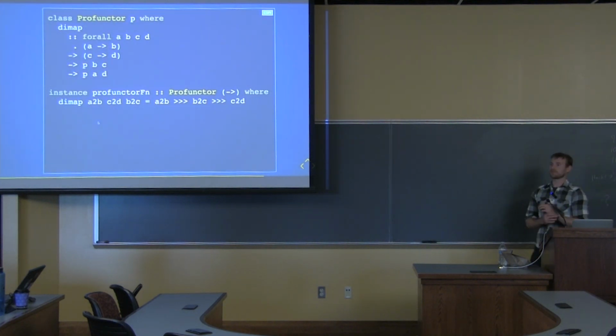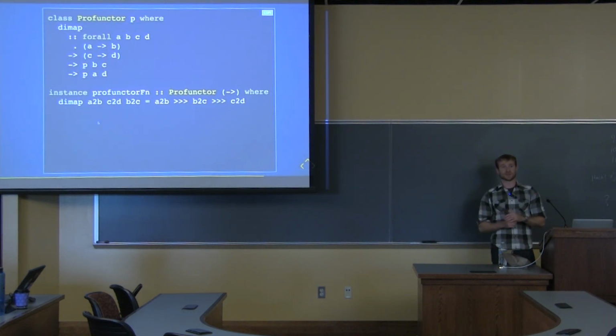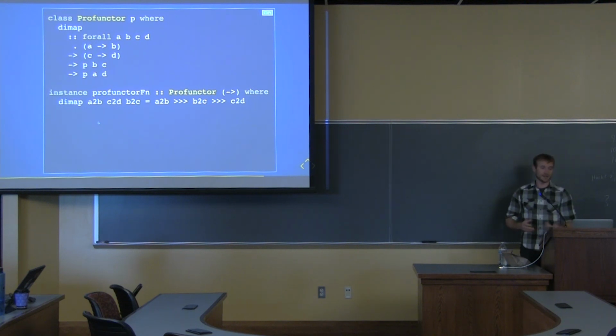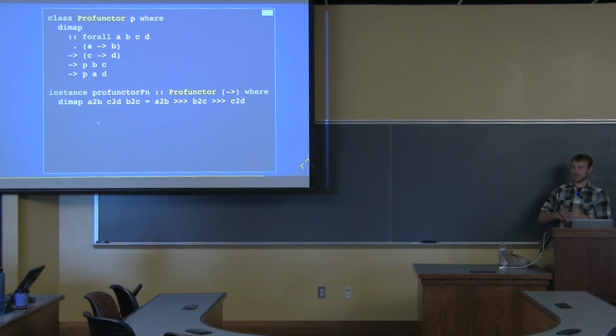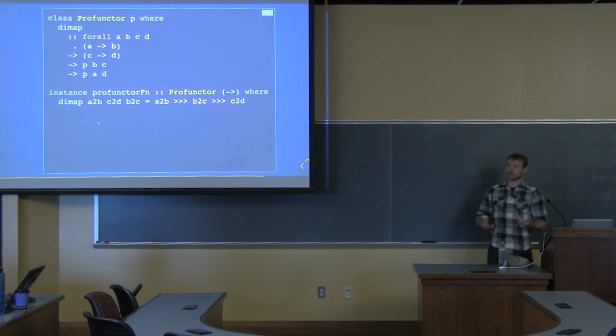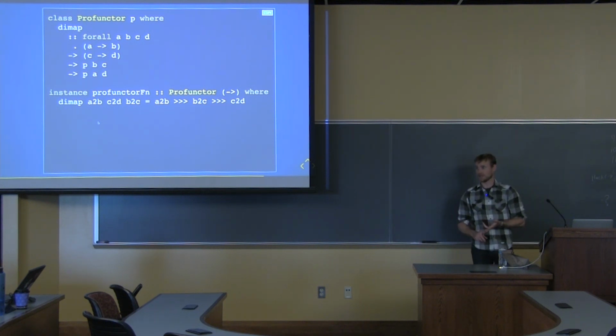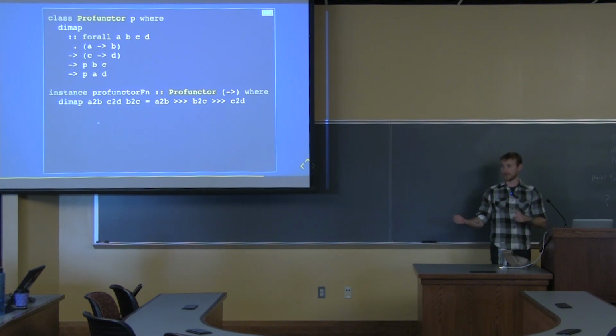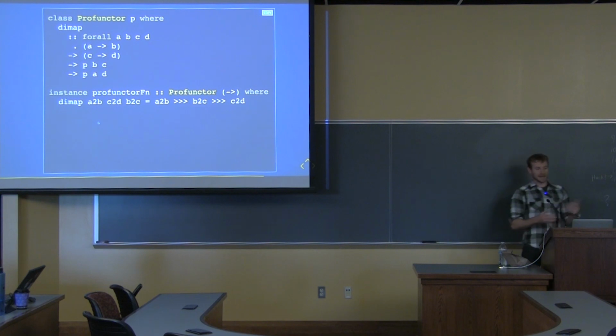And so for anybody who's unfamiliar with profunctor, just really quickly, a profunctor is parameterized by two type arguments, and it's contravariant in the first and covariant in the second, which means that it consumes elements of the first type, and it produces elements of the second type. And that is probably easiest to reason about in terms of a function, right?